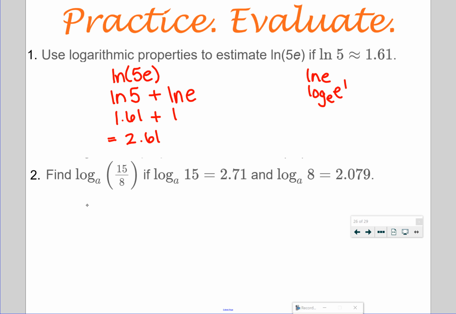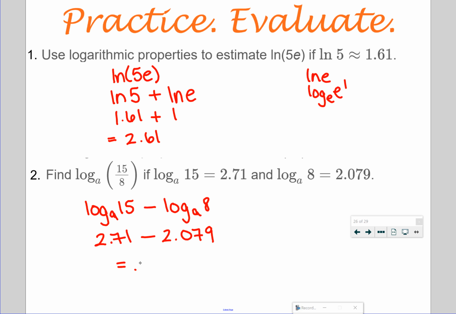In the next problem, number 2, you had division, so you should have changed that into subtraction. You were given log base a of 15 is 2.71, and you were given log base a of 8 is 2.079. And then you can subtract those, 2.71 minus 2.079. Final answer here should have been 0.631.